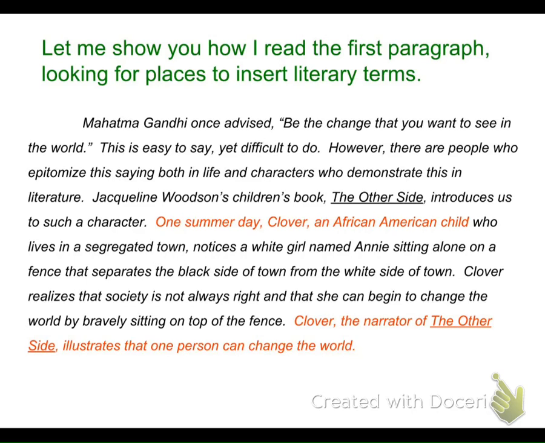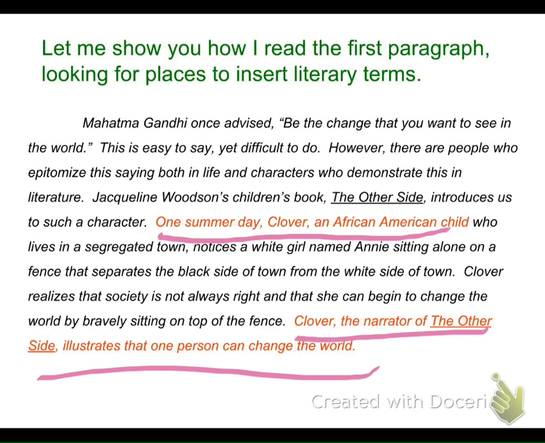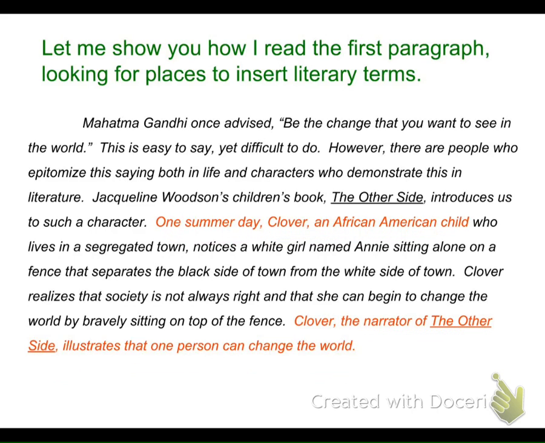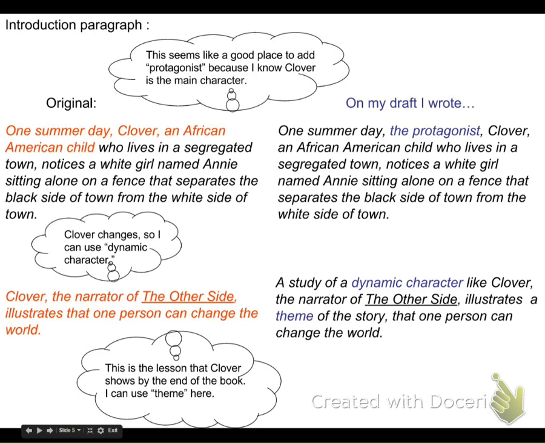So if you notice, two of these sentences are bolded in red. And the reason for that is because these are sentences that I know I can introduce some of my literary terminology. So I'm going to show you how on the next slide. Let's look at our first sentence over here, or my first underlined statement. One summer, Clover, an African-American child.